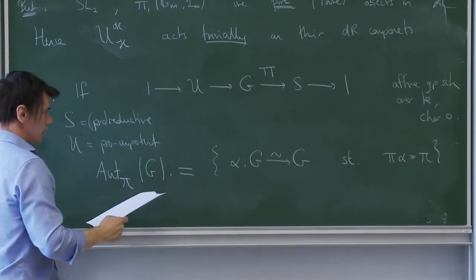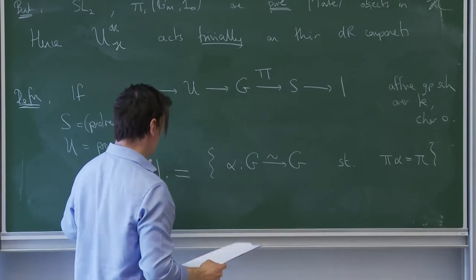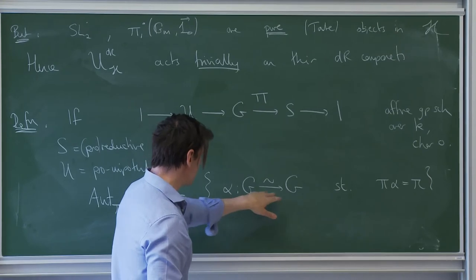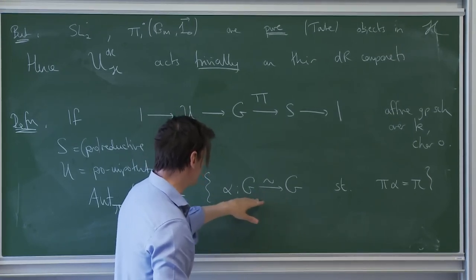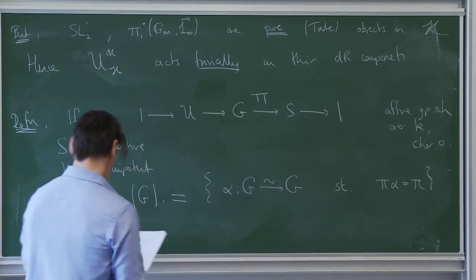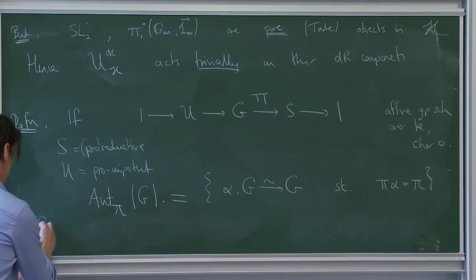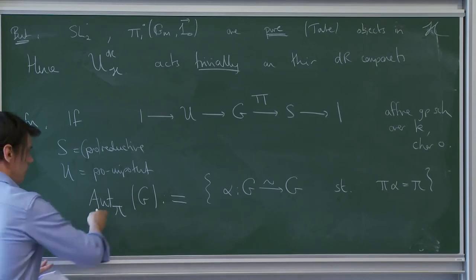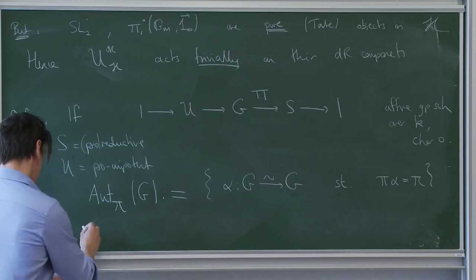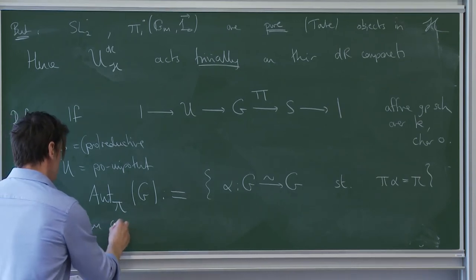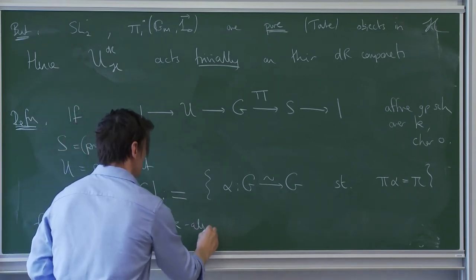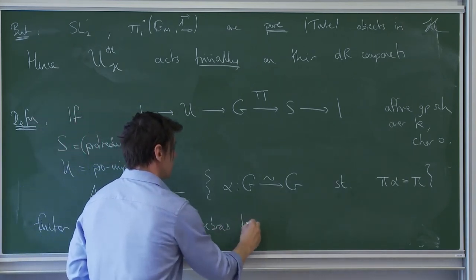Now, when I write this, what I mean is for every ring R, we can take the R points of this group scheme, and we're looking at automorphisms on the level of points. So this is a functor, but I write it without reference to the ring of points you're taking in. So it's a functor from commutative K algebras to groups.